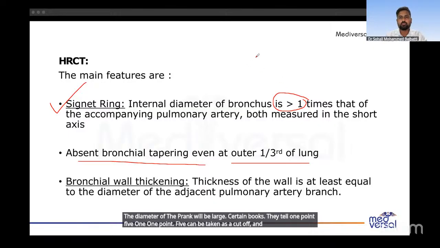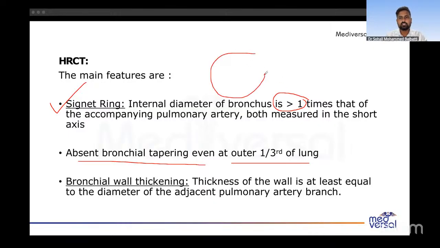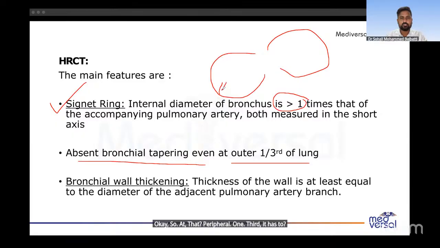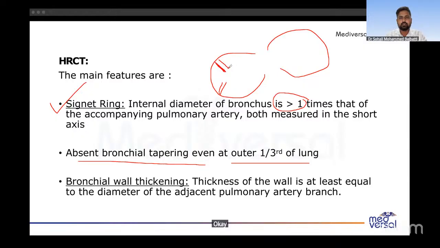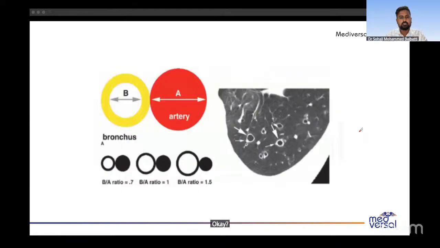1/3 of the lung. So normally, when you take the lung CT, in the peripheral 1/3 the bronchus has to taper. But in bronchiectasis, because of the dilatation and destruction, the bronchus will remain parallel. So tapering is absent in the outer 1/3, and along with that there will be bronchial wall thickening. So this is about the broncho-arterial ratio.